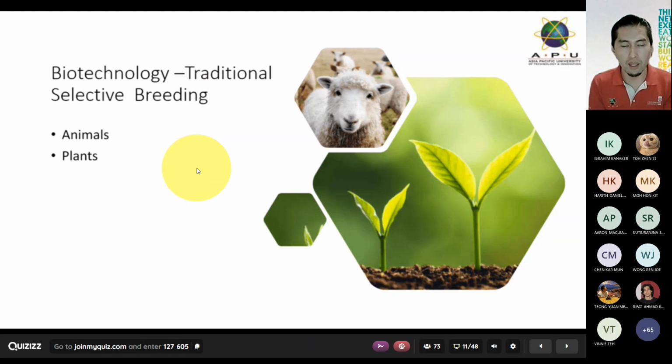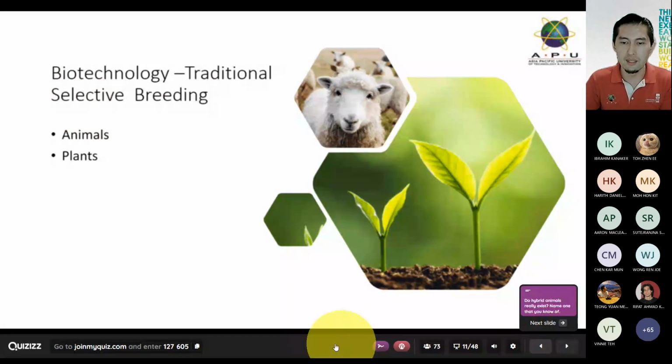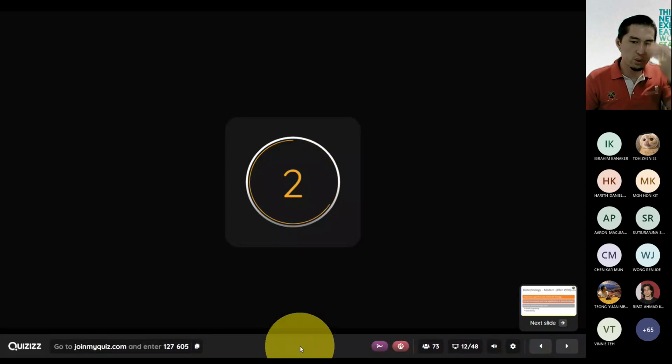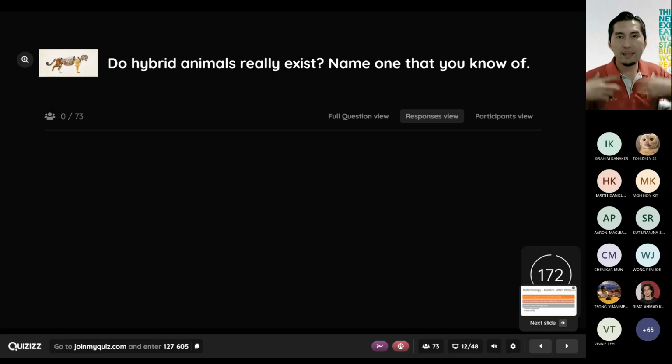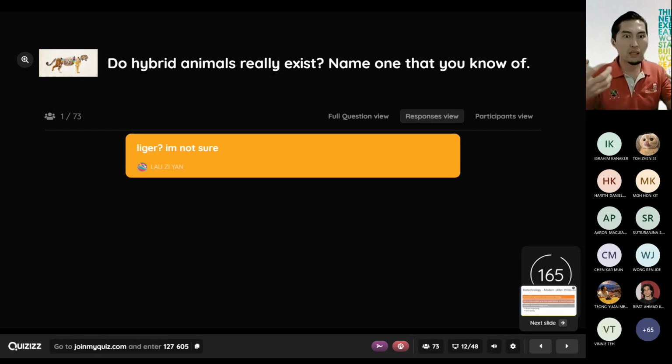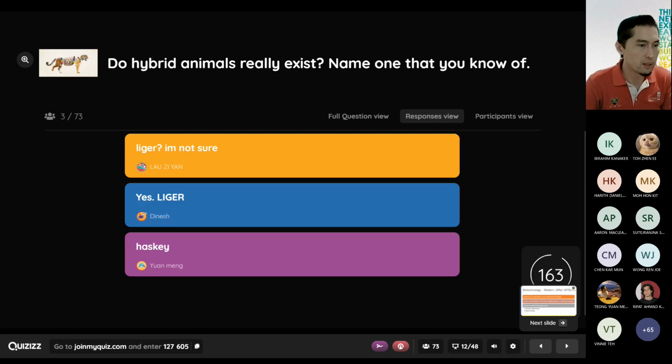A quick question here. When we combine animals and put them together, or with plants, that is also very obvious and can happen. My question is, have you even heard of this? Do hybrid animals really exist? Name one that you know of. The examples I was talking about are when they combine similar animals for certain genetic traits. But I'm talking about different animals. Have you heard of those?